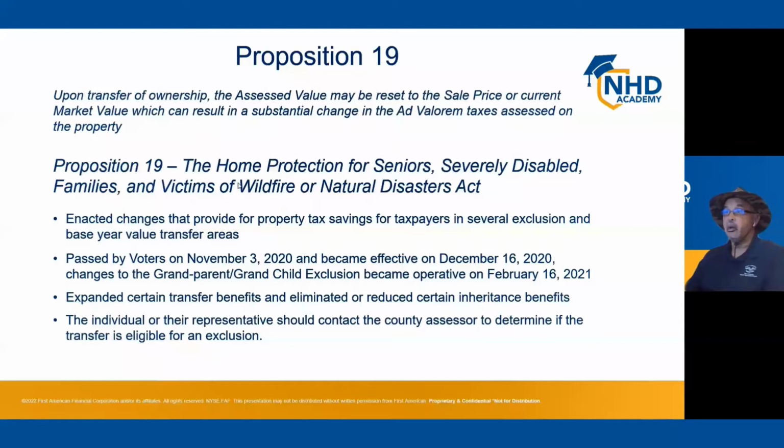Prop 19, the Home Protection for Seniors, Severely Disabled Families, and Victims of Wildfire or Natural Disasters Act, was enacted in November of 2020, became effective in December of 2020. There are certain provisions that became operative in February of 2021. It expanded certain transfer benefits and eliminated or reduced certain inheritance benefits. The individual or their representative, that's individual property owner, should contact the county assessor to determine if the transfer is eligible for an exclusion.